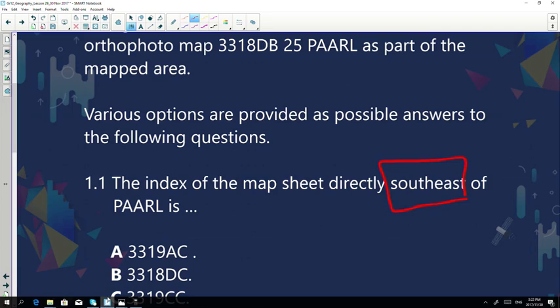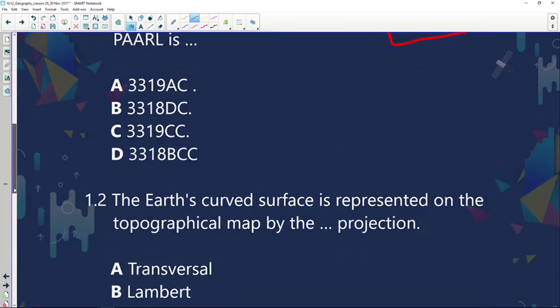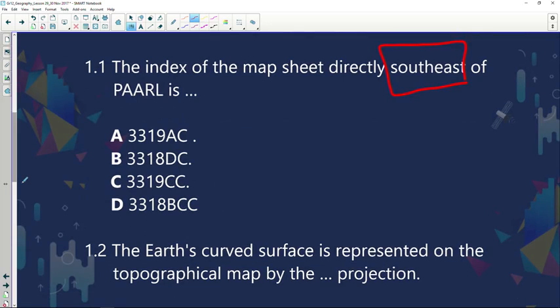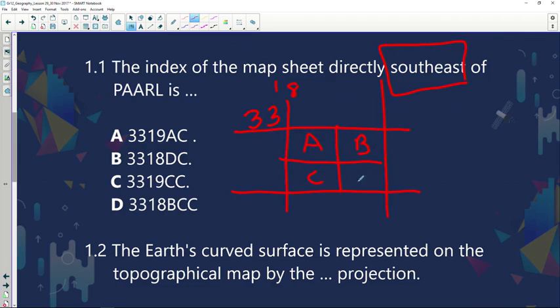Like I've mentioned before, let's go and construct our grid of Paarl. First of all, we know it's 33 degrees latitude, 18 degrees longitude. It's in big block D, A, B, C, D, and small block B. So we know that Paarl is situated right over there.